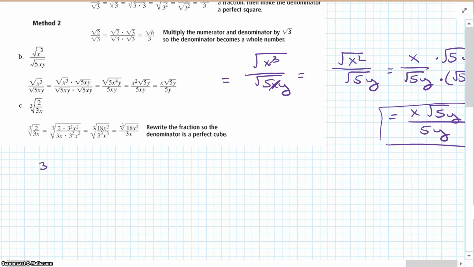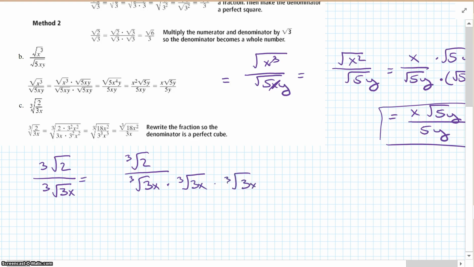So now I've got the cube root of 2 over the cube root of 3x. So how do I get rid of that? Well, I need to have 3 of those. So I need to make it a perfect cube. So I need to add cube root of 3x times the cube root of 3x. If I do that to the bottom, I have to do it to the top. So cube root of 3x, cube root of 3x.